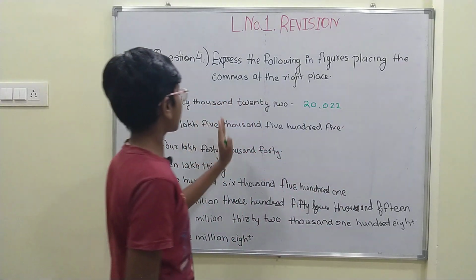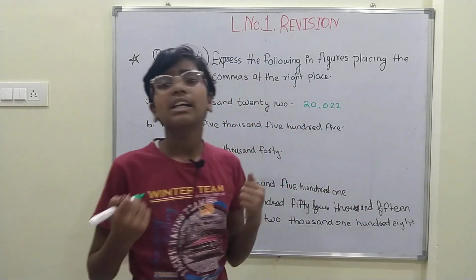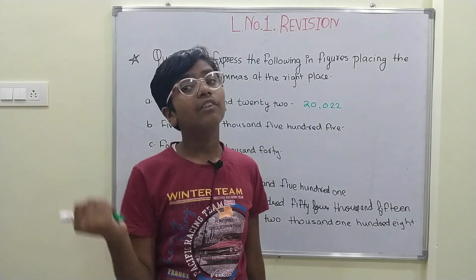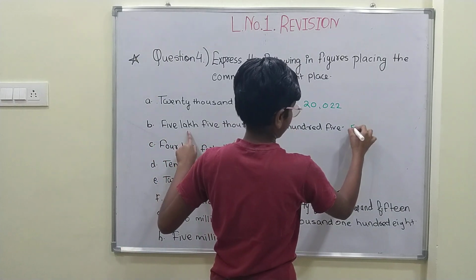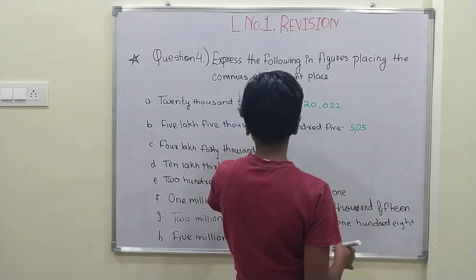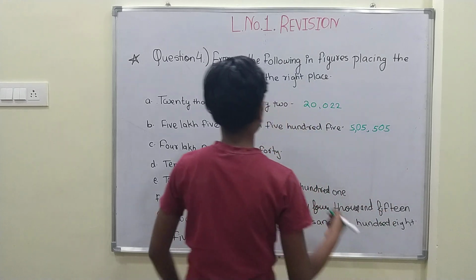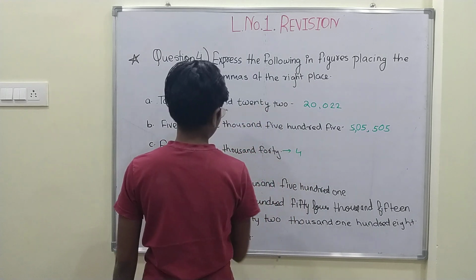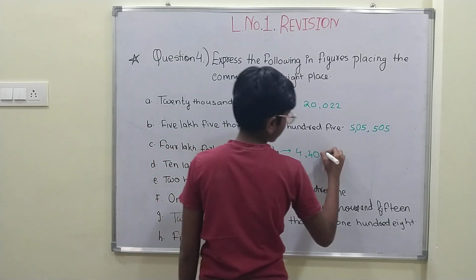5 lakh, 5,505. They give a few numbers that are confusing. Maybe they want to confuse you by giving one numeral in different places. So let's see how to write this. 5 lakh, it says, so put it first. 5,000, nothing at the tens place, 05, comma, 500 it said and then directly 5. 4 lakh 40,000 means 4 lakh and 40 thousand.